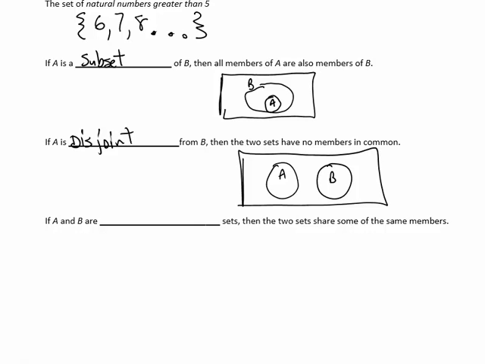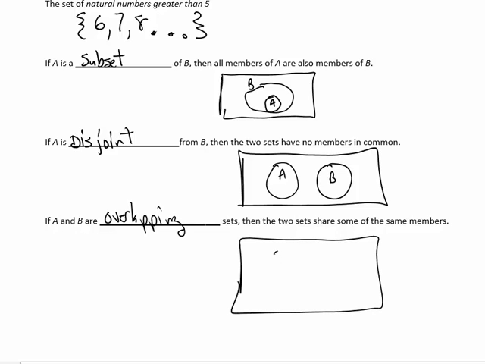And then the third category that one might encounter is something called an overlapping set. Overlapping is when there are some commonalities between the two. So there's this overlap between them.